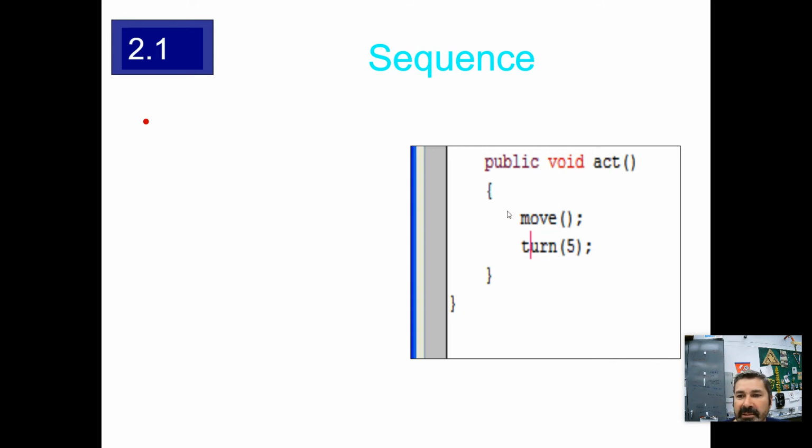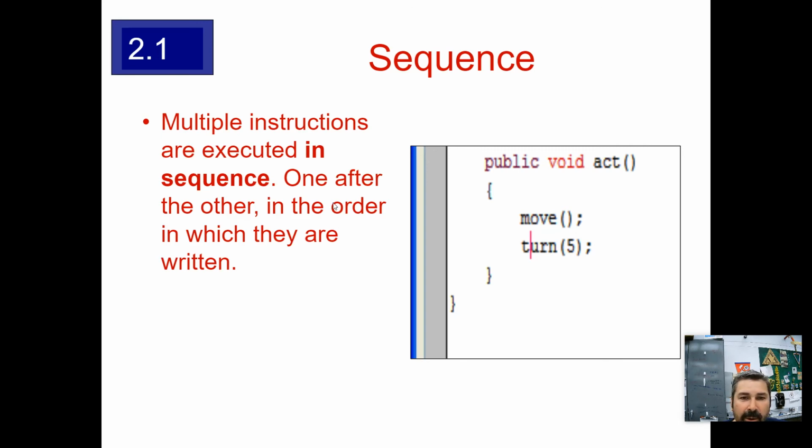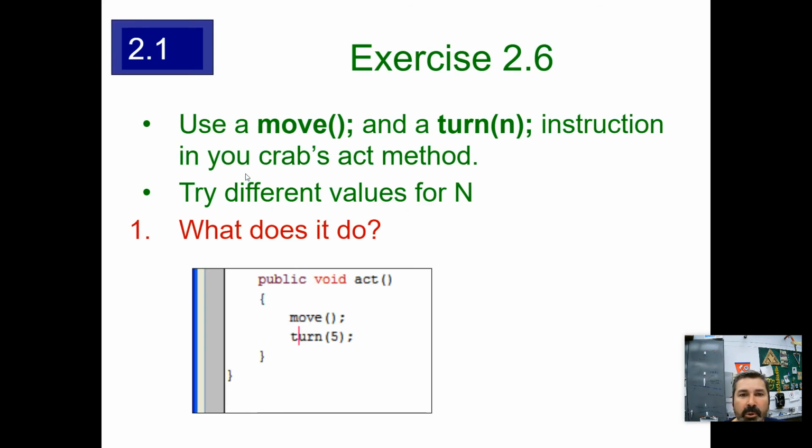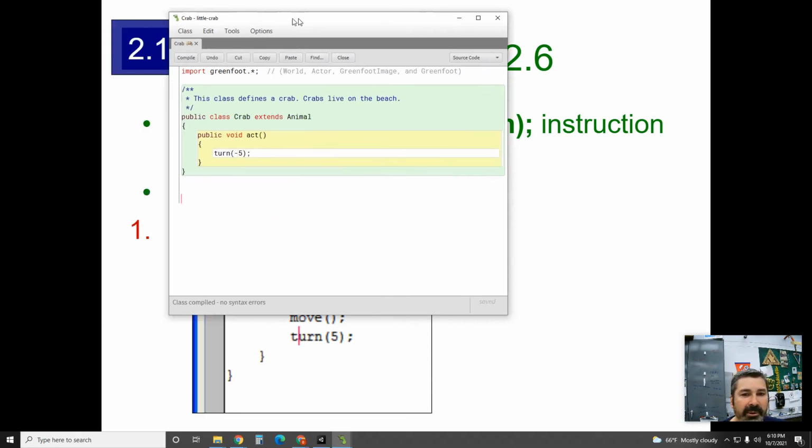Okay. The next thing we're going to do is say move and turn together. What you need to know is that multiple instructions are executed in sequence, one after the other. So it's going to move first, then turn. That's how most coding languages work. So you can use a move and a turn. And by the way, n is the number of degrees, so turn 5 or whatever you like. In your Crab's act method, try different values for n. Okay, try different values for 5. What does it do? Well, why don't you try to figure that out, and I'll figure it out.